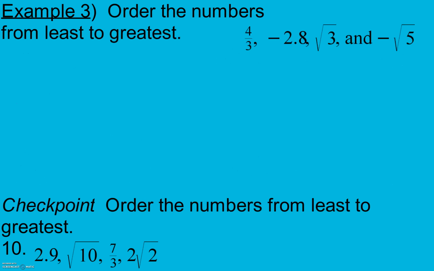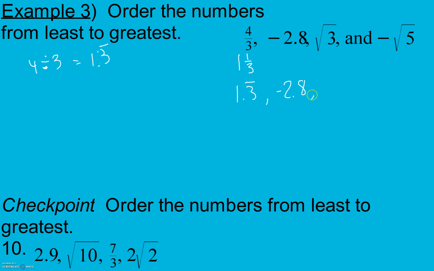In example 3, we're going to order the numbers from least to greatest. So here it's going to be helpful if we can get these into a form that's more comparable. So 4/3 is 1 1/3. Or if I take 4 divided by 3, I get 1.3 repeating.